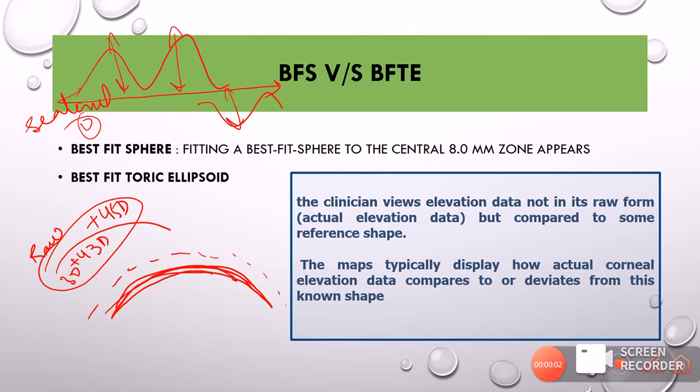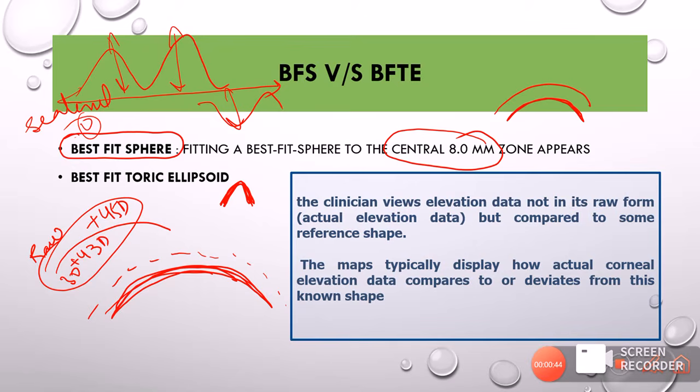Now what are these two references? The first reference, and the most commonly used reference, which is easy to calculate and easy to apply, is the best fit sphere. This reference, as the name suggests, is in the form of a sphere, and we will apply this sphere on the 8 mm central zone of the cornea and then compare our cornea with this reference. Another kind of reference is the best fit toric ellipsoid, which is slightly conical in shape. Because of its conical shape, it can sometimes miss the cones which are present in keratoconus, and therefore it is said that the best fit sphere is more advanced and better to diagnose the conical shapes of keratoconus.